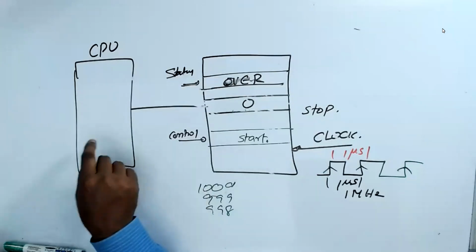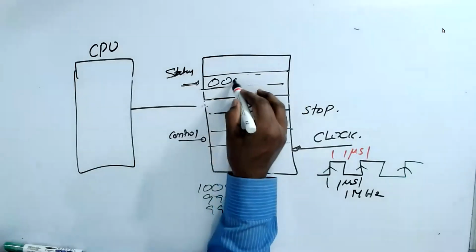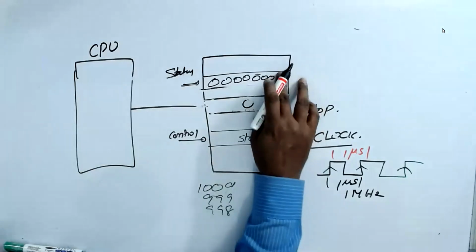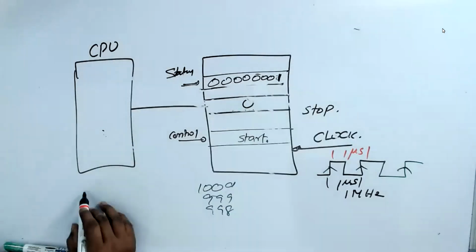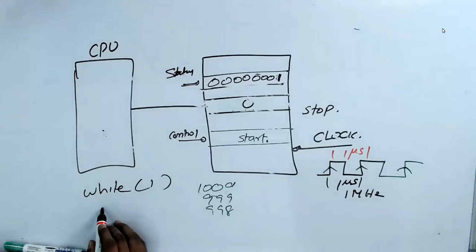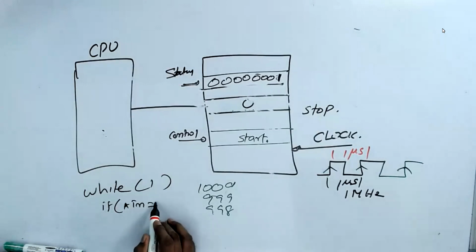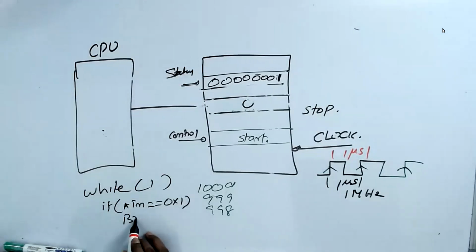What you have to do as a CPU is this: the bit is normally 0. When the count becomes 0, it will set it to 1. So as a CPU, go and read it in a loop, a while loop. While 1, if the status is equal to 0x1, then break. Till that becomes 1, you will be in the loop.